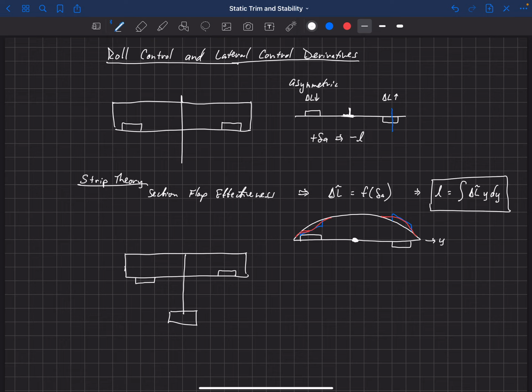So this is a negative aileron deflection, meaning that the right aileron actually comes up, and the left aileron goes down. So the delta L on the right hand side is going to decrease. The delta L on the left hand side increases, and that gives us a positive rolling moment. So about the roll axis here, this gives us a positive rolling moment. All right, so we've banked to the right.